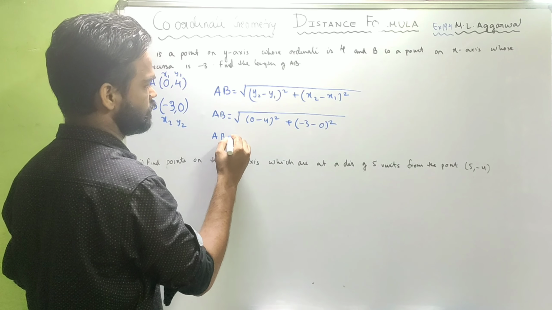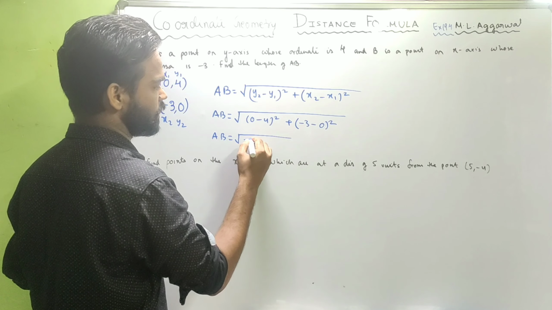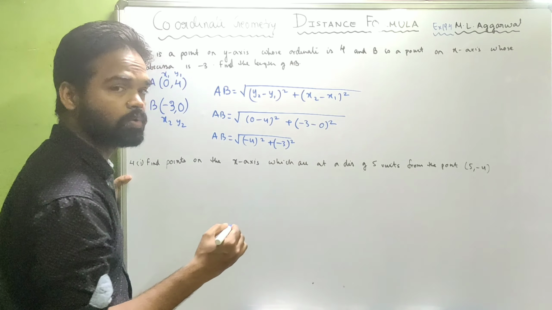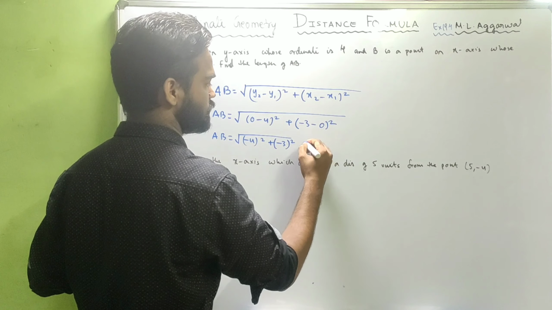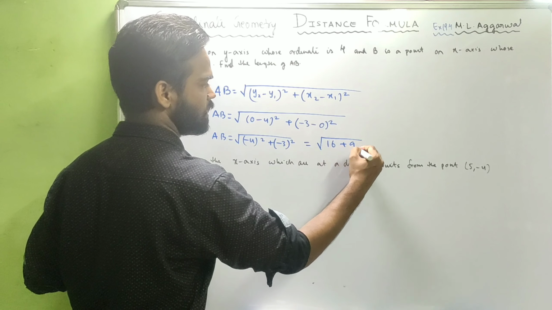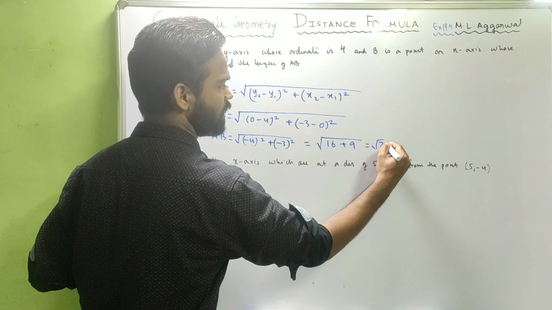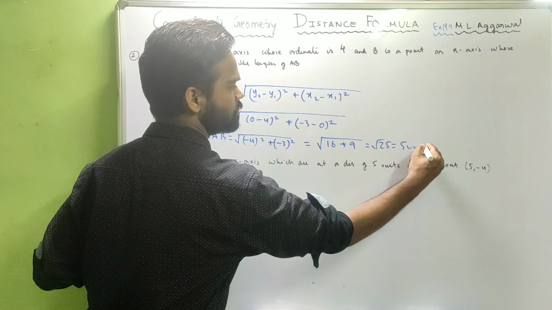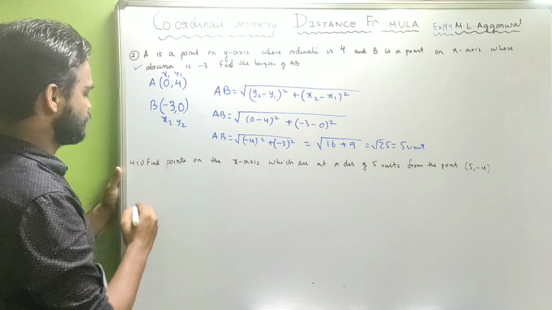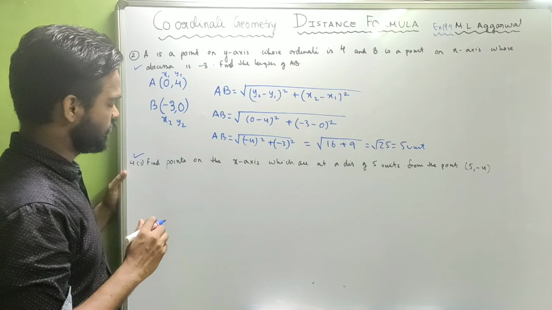So your AB will be root of (-4) whole square plus (-3) whole square, which is equal to, if I'm not wrong, 16 plus 9, so that's root 25. That's 5 units. Done. So the length of AB is 5 units. Okay.